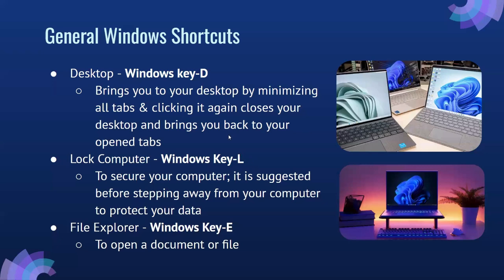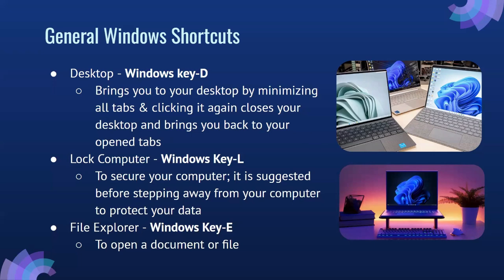So first we have the desktop, which is going to be the Windows key and D, which brings you to your desktop by minimizing all tabs, and clicking it again closes your desktop and brings you back to your open tabs. You're going to have your lock computer, so that's going to be pressing the Windows key and L.